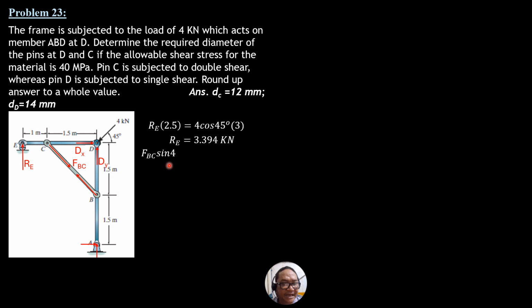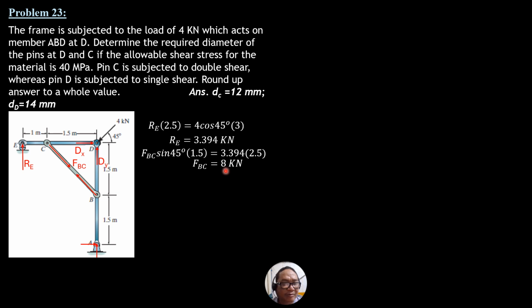So F sub BC sine 45, the vertical component of F sub BC, the horizontal component passes through D. It is not involved. So F sub BC sine 45 times 1.5 equals R sub E 3.394 times 2.5. So F sub BC is 8 kilonewtons. So we can now compute the diameter of pin C.